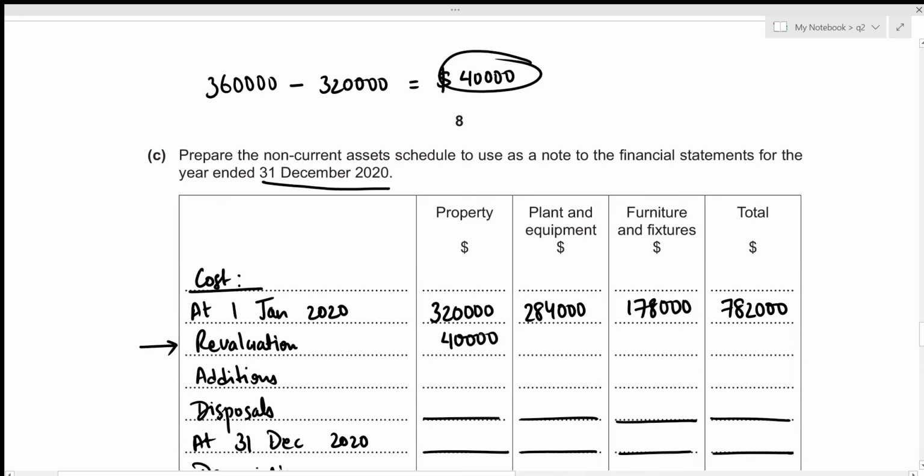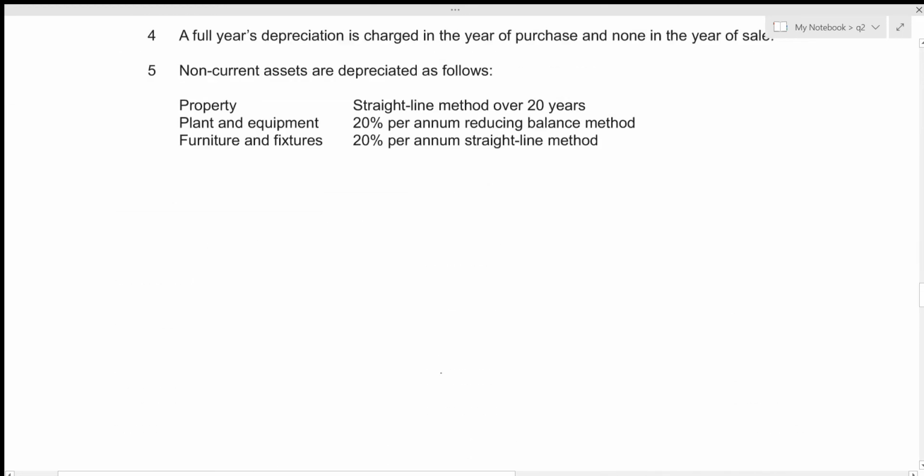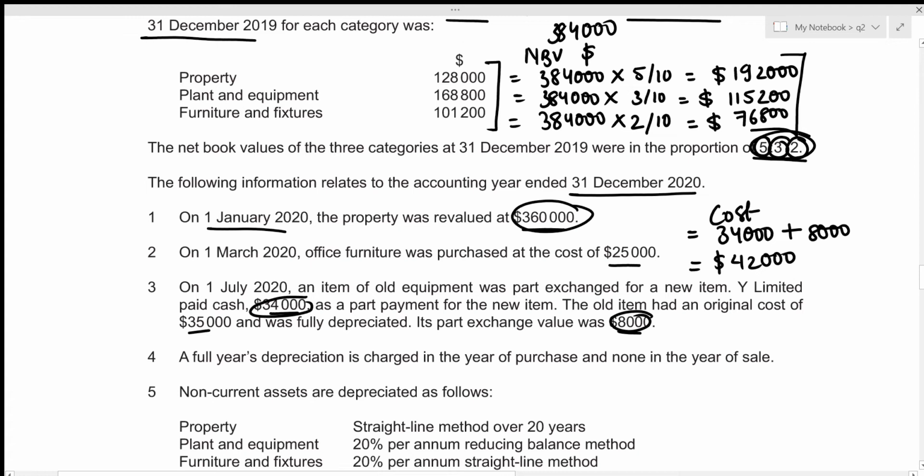And like I said before, whenever we revalue assets, all of its previous accumulated depreciation should now be discarded. And here we can see that the previous accumulated depreciation for property amounted to 128,000 and we need to discard it. So I'm just going to subtract it so that now the accumulated depreciation for property would be 0. That's 128,000, but in a bracket, indicating that this needs to be subtracted. Okay, now we can move towards another information. On 1st March 2020, office furniture was purchased at the cost of 25,000. So this is the new additions for furniture and fixtures. Let's write it down.